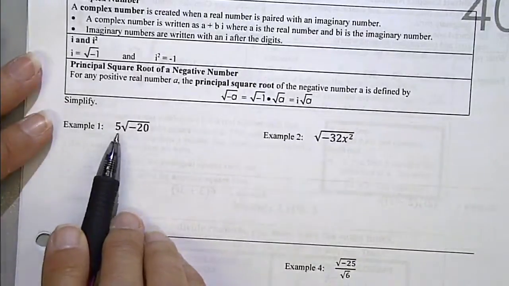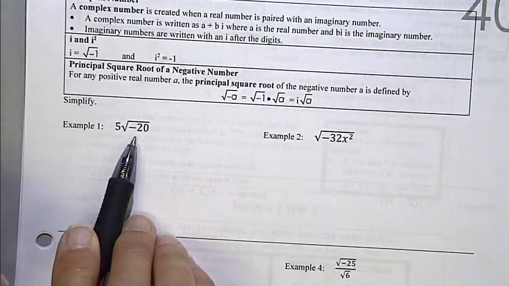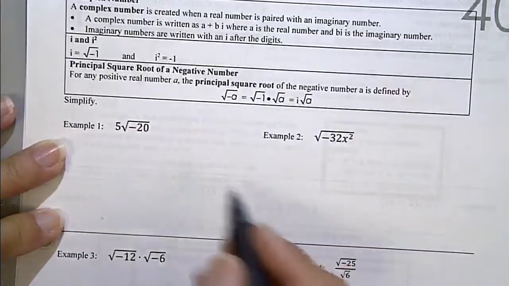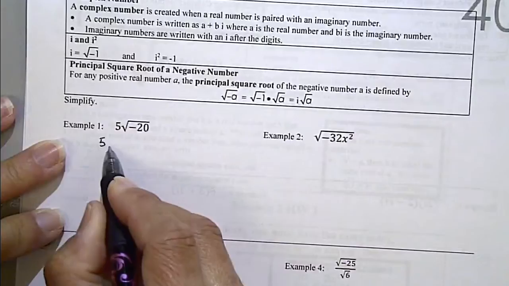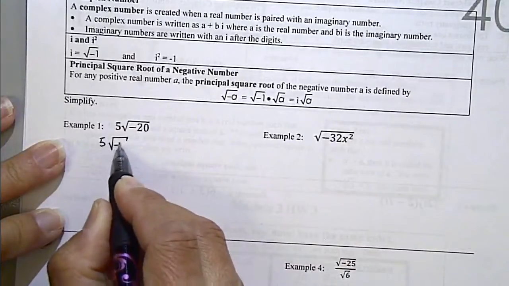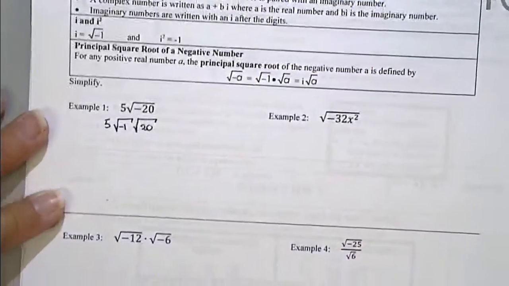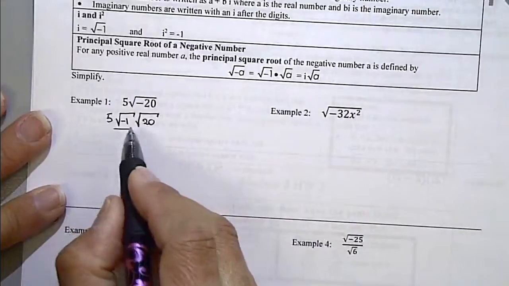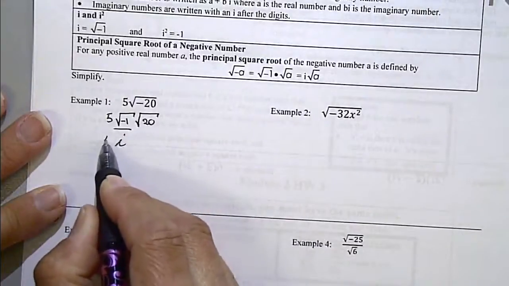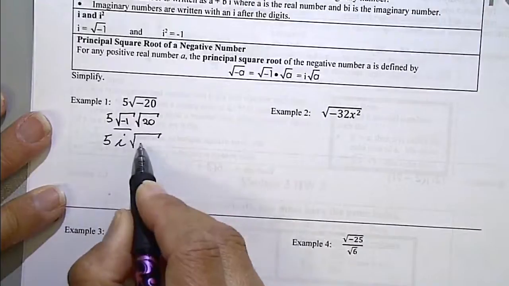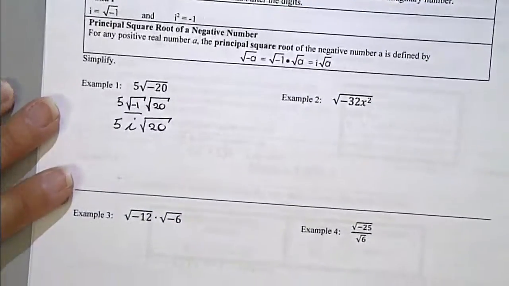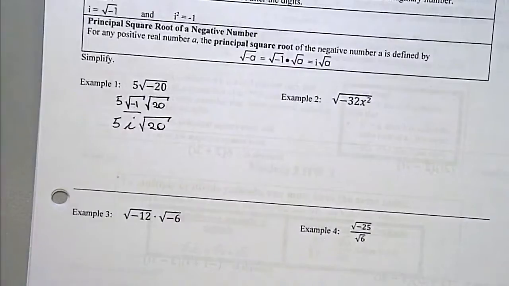Okay. So I've got 5 times the square root of a negative, okay? So what do I do? Well, the first thing I do is think about it like this. This is really 5 times the square root of -1 times the square root of 20, right? And I know the square root of -1 is i. Now, I'm not done, but I got rid of the square root of a negative, okay? That issue is settled. I'm just going to have to remember it as an i. Are you good with that?